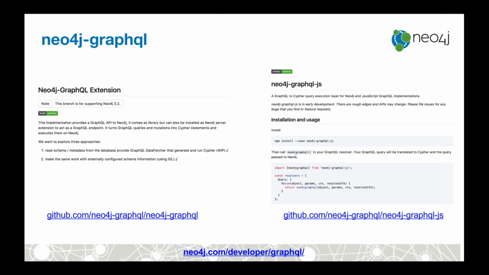And then the other integration that we've built is a JavaScript version. We call it Neo4j GraphQL JS. And this is designed to work with all of the JavaScript GraphQL implementations. So things like GraphQL JS, Apollo server, and so on. And this also translates GraphQL to Cypher, but it does it in a way that allows you to still query other data services from your GraphQL endpoint, and merely is just sort of a plugin for a JavaScript GraphQL implementation.